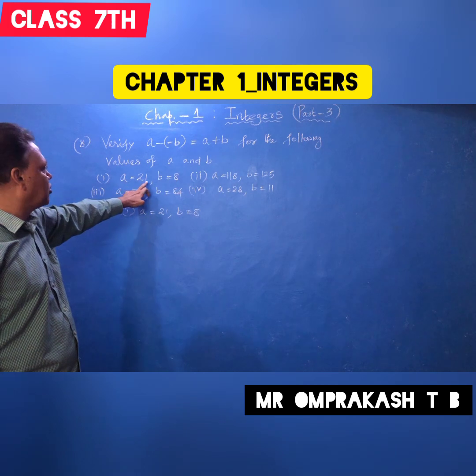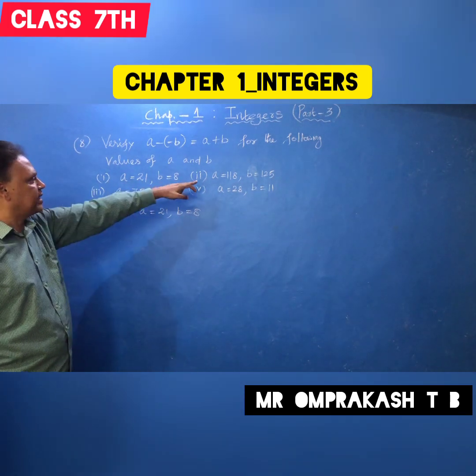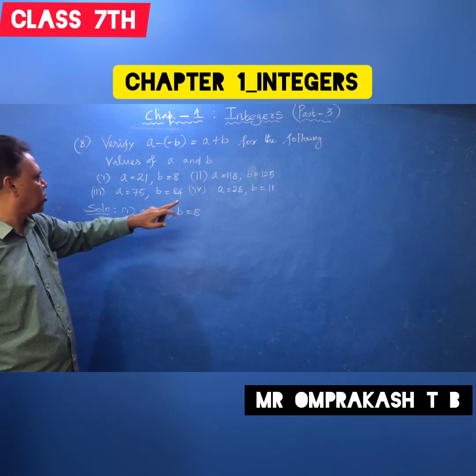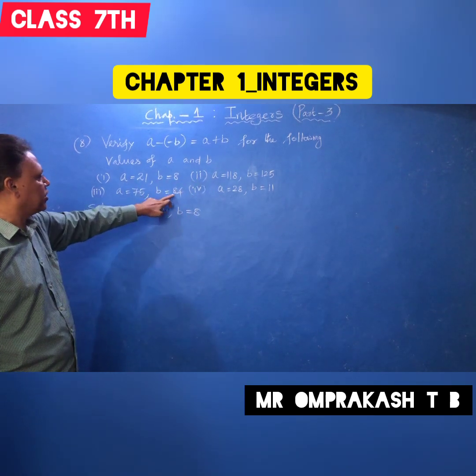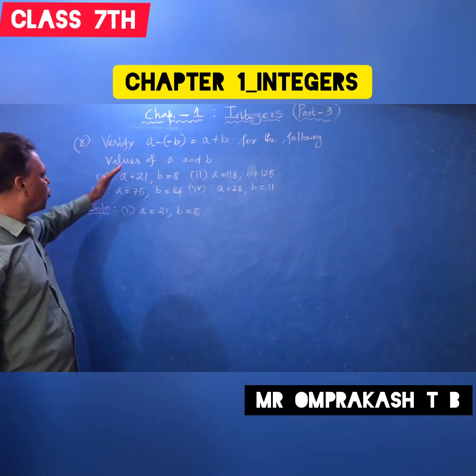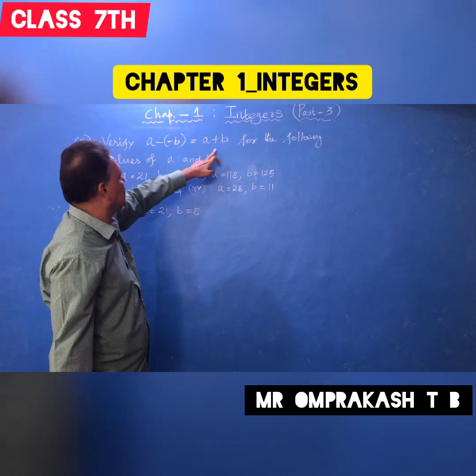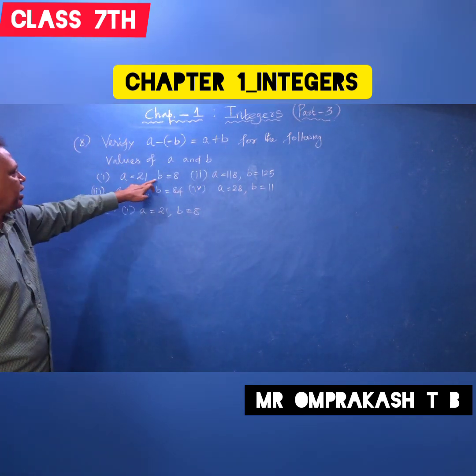First problem you see a equal to 21, b equal to 8 given. Clear? Then second a equal to 118, b equal to 125. Third a equal to 75, b equal to 84. Fourth one a equal to 28, b equal to 11 given. So one by one we have to verify this statement by putting the values of a and b.